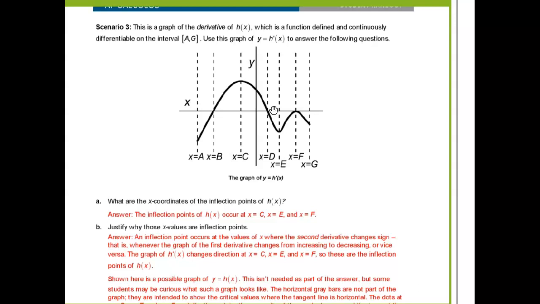So it says in part A, what are the x coordinates of the inflection points of h of x? So that's the original, but we're given the graph of the derivative. So the inflection points of the original, given the derivative, will come from the extrema of the derivative. So that's your C, E, and F. The POIs of the original come from the extrema of the derivative, so C, E, and F.